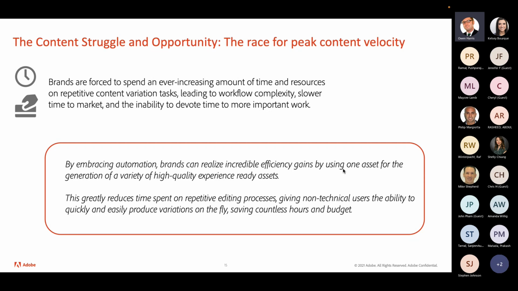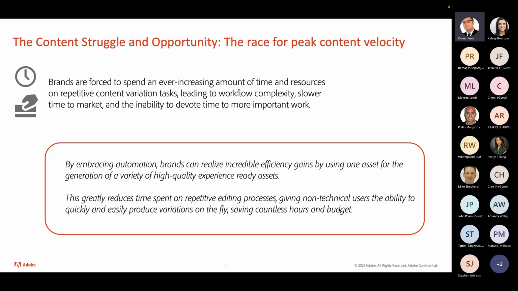Peak content velocity. So minimizing the time and resources on repetitive content variation tasks, simplifying workflows, speeding the time to market, and devoting time to more creative work. So where a creative, for example, may spend a lot of time redoing a particular asset in a particular way based on the channel that's required. That could be a crop, it could be an asset type, the MIME type, or different aspects of that asset that is required for a channel. Print is a common one as well, taking that RGB image and turning it into a CMYK automatically.